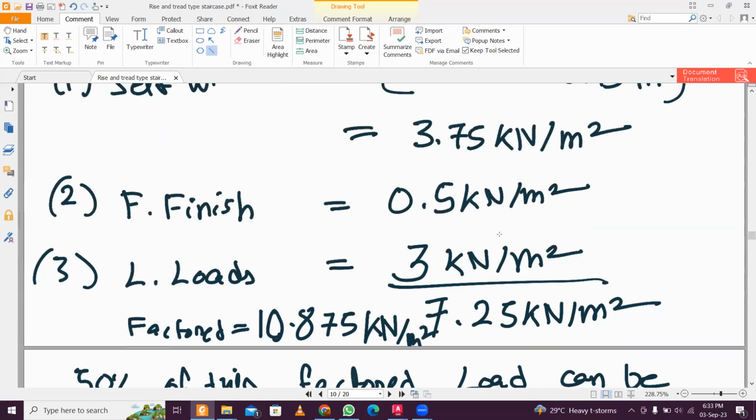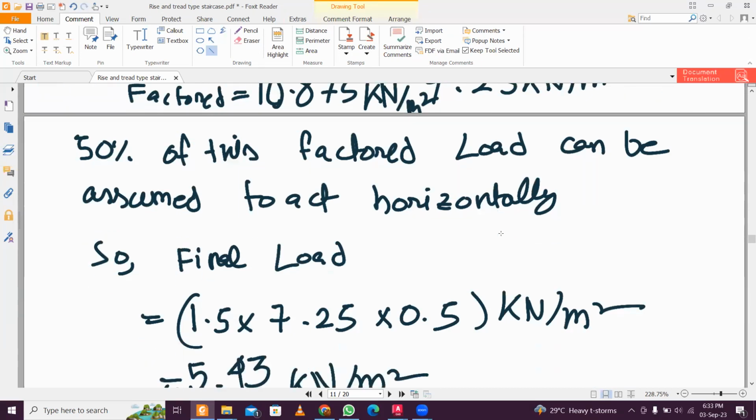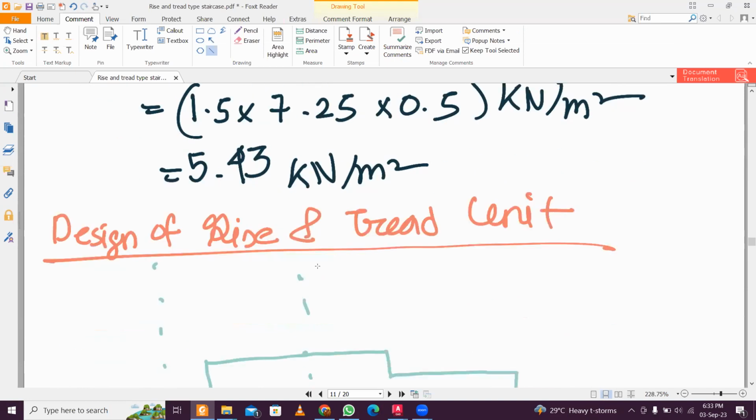And when you calculate the moment, only for calculating the moment, and not the reinforcement, the final load can be taken as 50% of this load. Okay. So the final load is taken as 50% of the factored load, which is 5.34 kilonewton per meter.